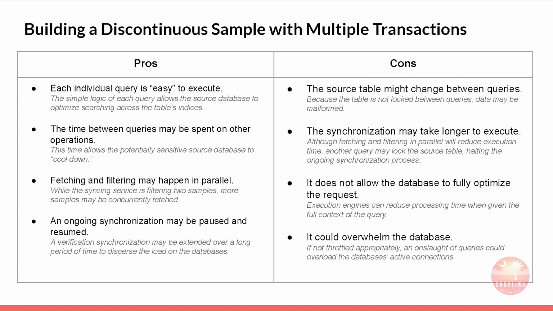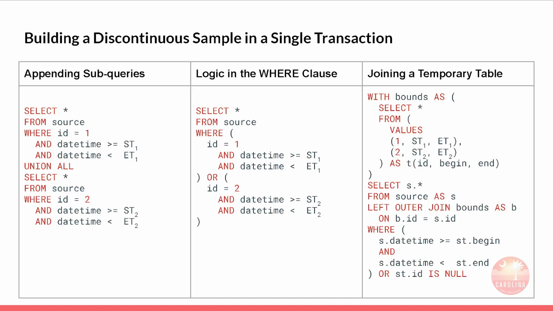The TLDR is it depends on how mutable and frequent your data are, but here are the three choices you have. You could just union these subqueries together, you could do the same logic in the where clause, or you could get fancy with it and do a left join.